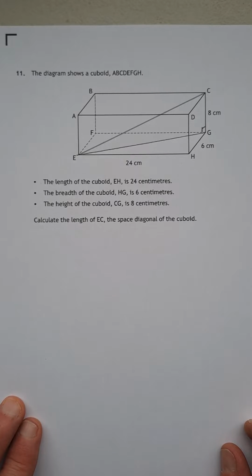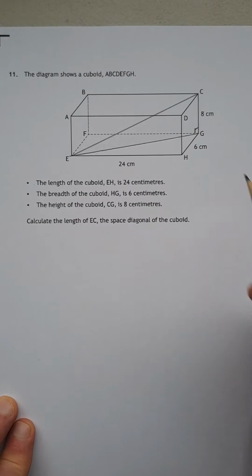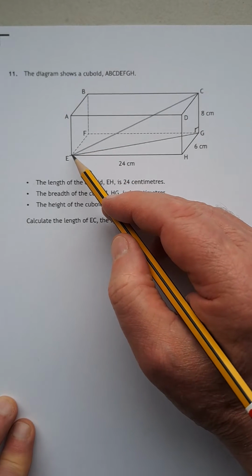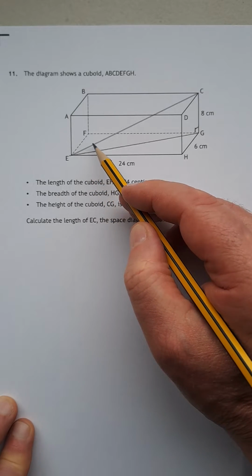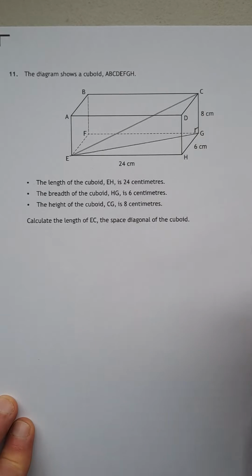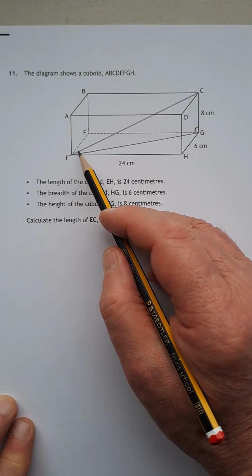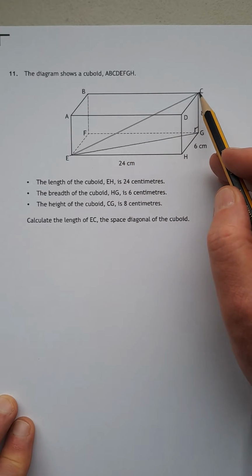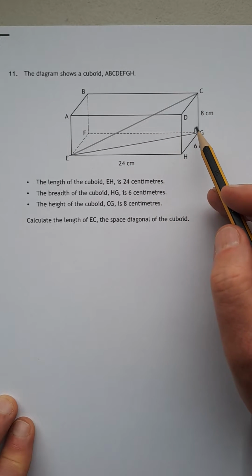This is paper 2 and we're on question 11, where you're presented with a cuboid box shape and you're asked to get the length of the diagonal going from there right through to the other side of the box there, of the cuboid. It's called a space diagonal, right through the middle up to there. So a couple of ways we can do this.